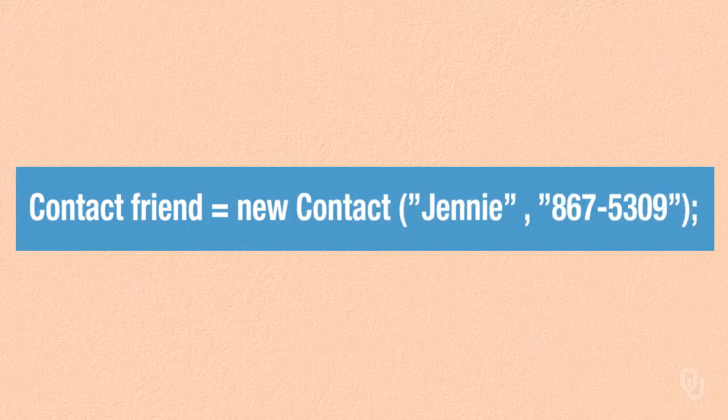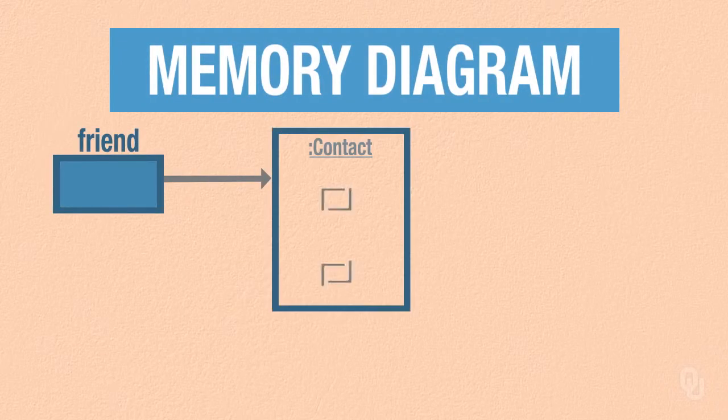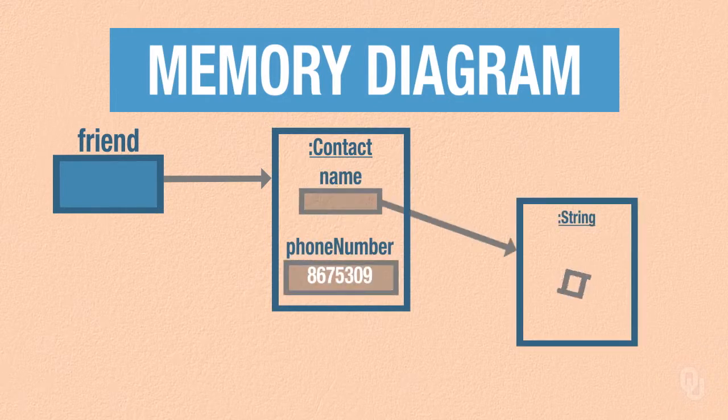8675309. The memory diagram for this object will have one box for every data field. These boxes represent the attributes of the object. Each object in the class could have different values for the attributes. The memory diagram for the constructed object looks like this. Remember that name is a string, which is an object from the string class. Since objects are stored by reference, the contact object referenced by friend will store the reference of the string object.